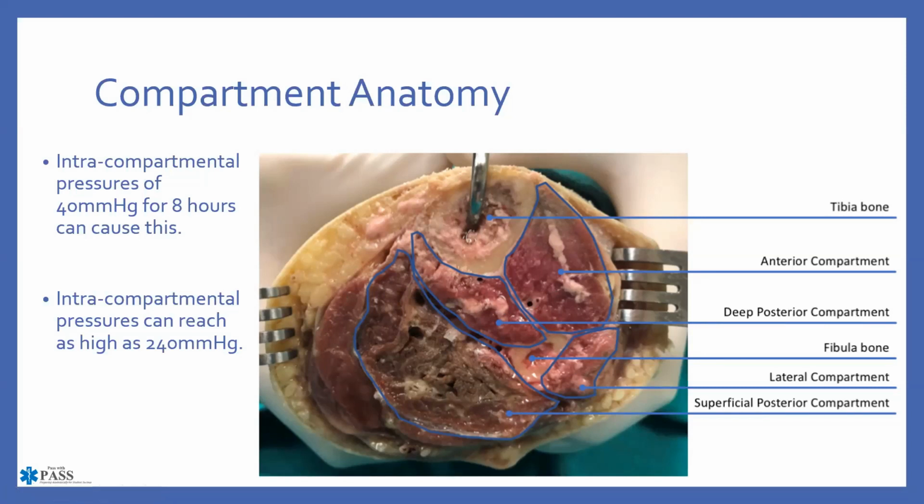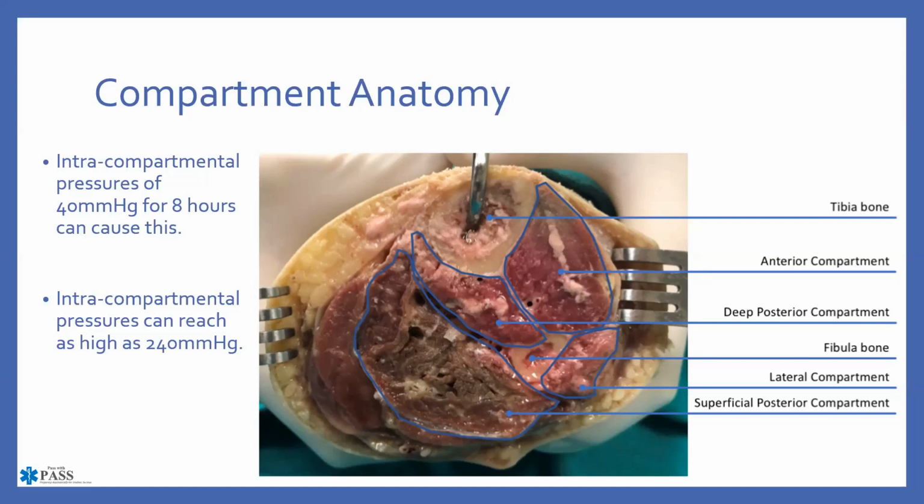So compartment anatomy: intracompartmental pressures of 40 millimeters of mercury for 8 hours can cause that. Think about that. Obviously this is intracompartmental, right? But if you put a blood pressure cuff on your arm and dialed it up to 40, that is the amount of pressure you're feeling. Now, we know that is external and not intracompartmental, but I want you to understand it does not take a tremendous amount of pressure for an individual to develop a compartment syndrome.